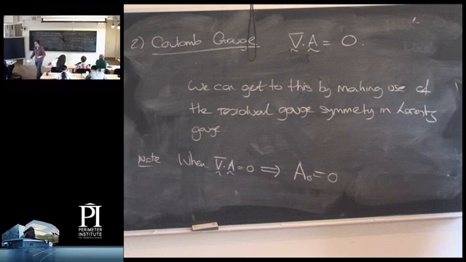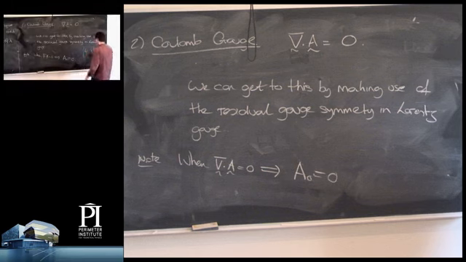Why are you choosing A0 equals 0? Oh, I'm not choosing it. This is an implication of choosing this gauge. If I do this, remember I had this equation, A0 is equal to the integral of grad dot A over x minus x prime. So I'm just plugging into this.